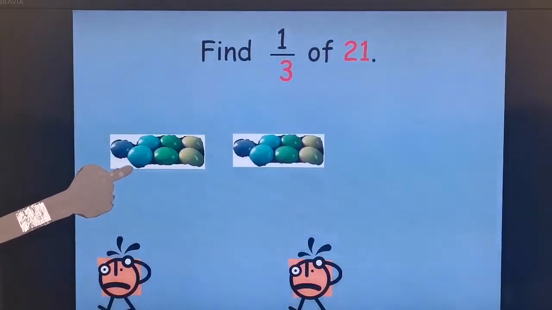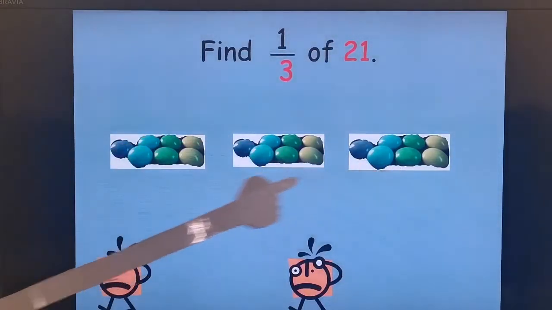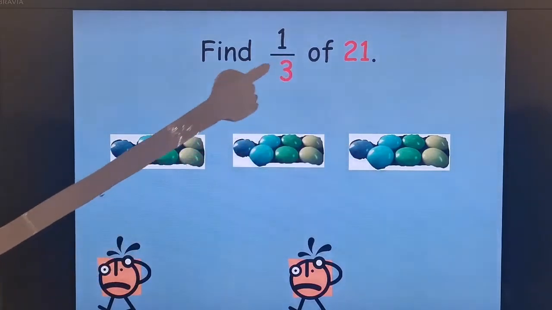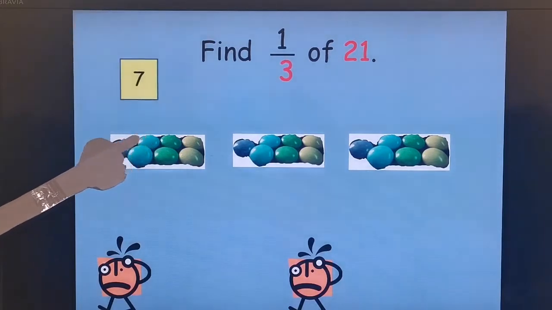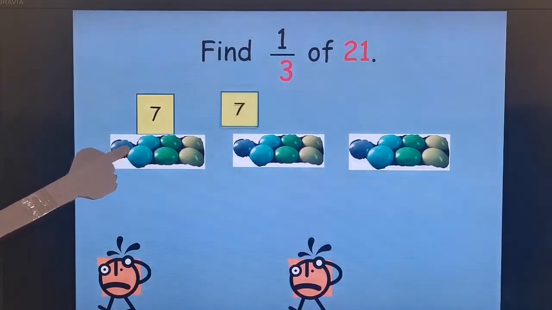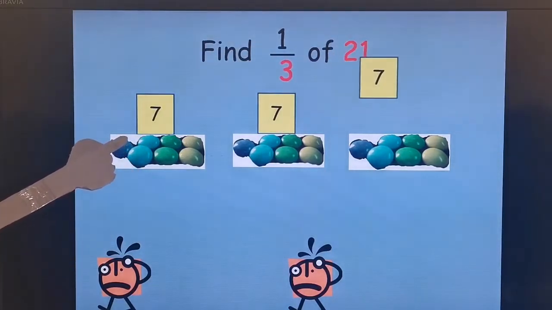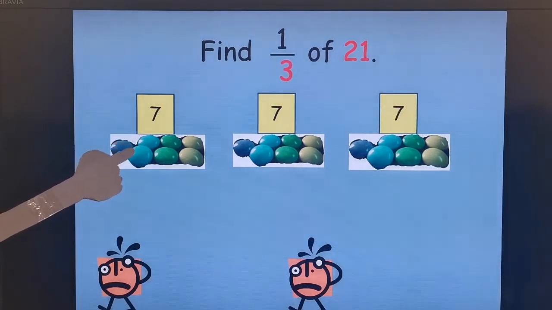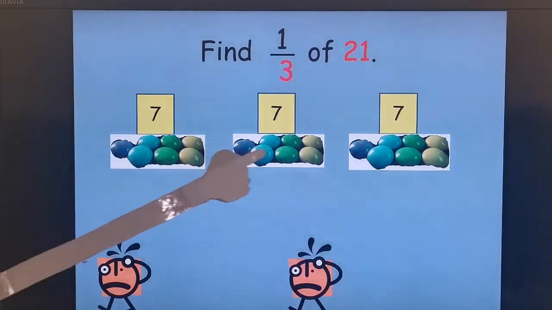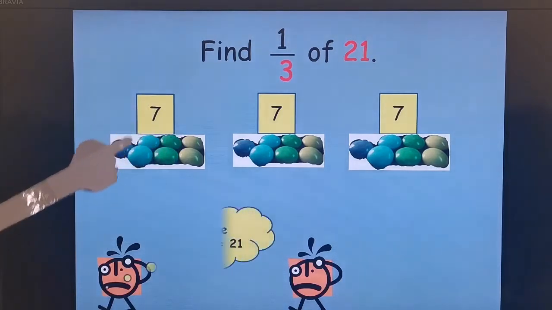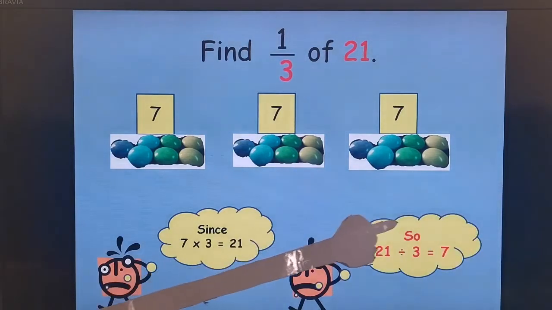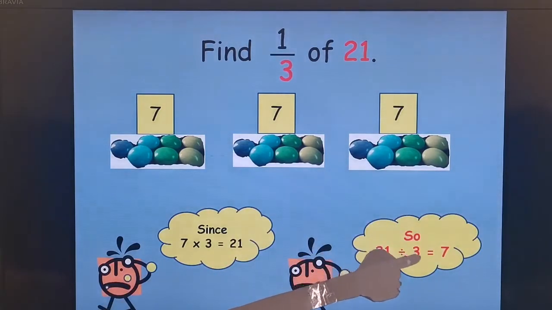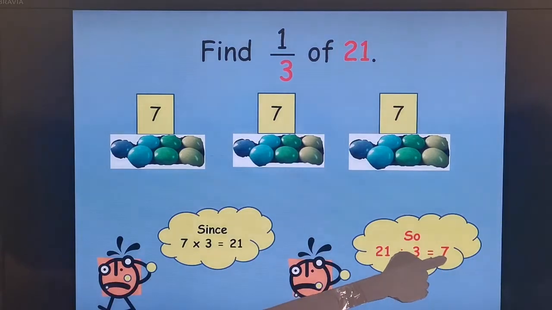Okay. Here are the equal groups again. 1, 2, 3. This is the 3. In each one, how many are there? 7. Since I know the number of groups and the number in each group, I can make my multiplication sentence. 7 times 3 equals 21. So, 21 divided by 3 equals? Yes, equals 7.